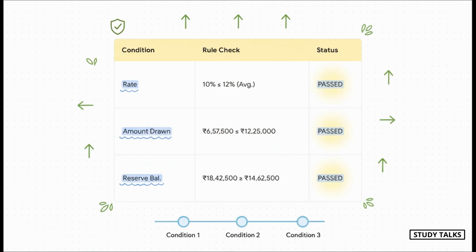Next, the amount we need to draw. The math shows we need to pull about 6.5 lakhs from reserves. Is this below the 10% cap of 12.25 lakhs? Yes, it is. Check 2, passed. And finally, the balance check. After we pull the money out, will the reserves stay above the required minimum of about 14.6 lakhs? Well, the math shows it'll be over 18 lakhs, so check 3, passed. Since all conditions are met, the board's plan is totally valid.